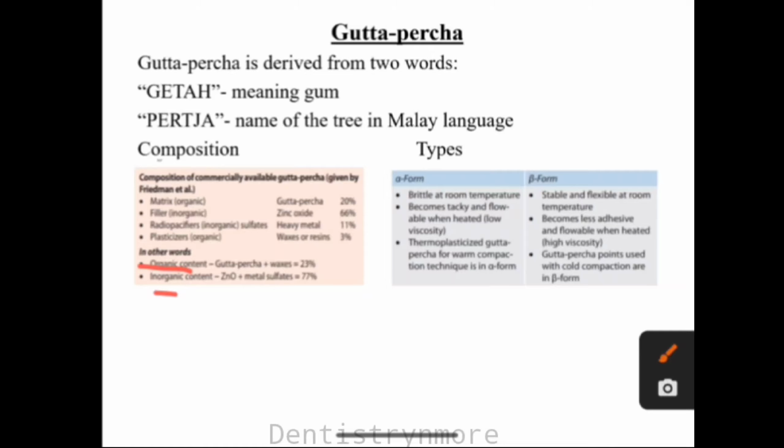And the types of Gutta-percha include alpha form and also beta form. The alpha form is brittle at room temperature, whereas the beta form is flexible at room temperature. Thermoplasticized Gutta-percha for warm compaction technique is used in alpha form, and the beta form is used for cold compaction. Gutta-percha points used with cold compaction are in beta form.